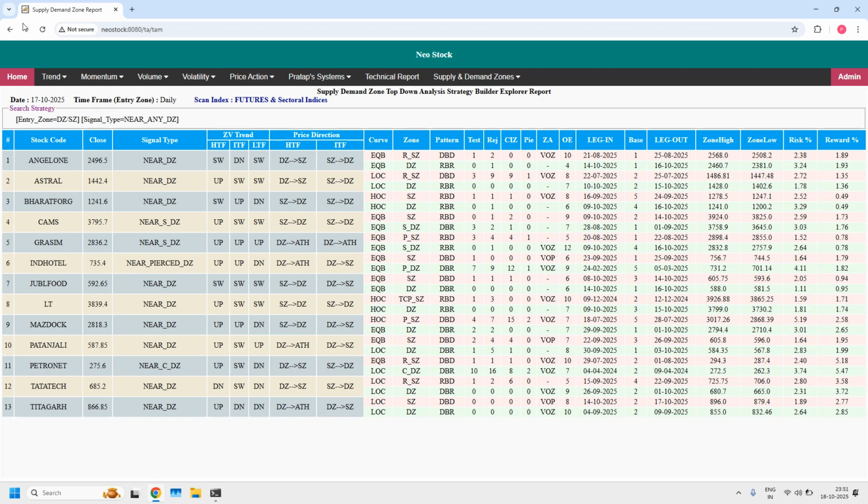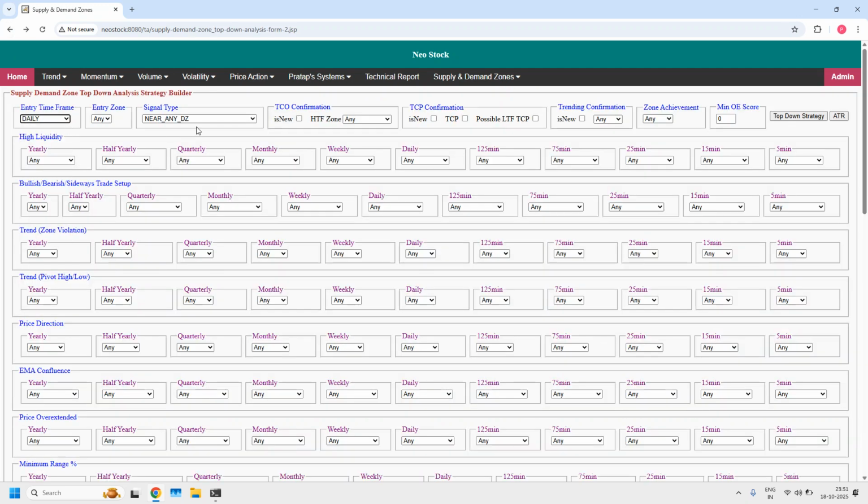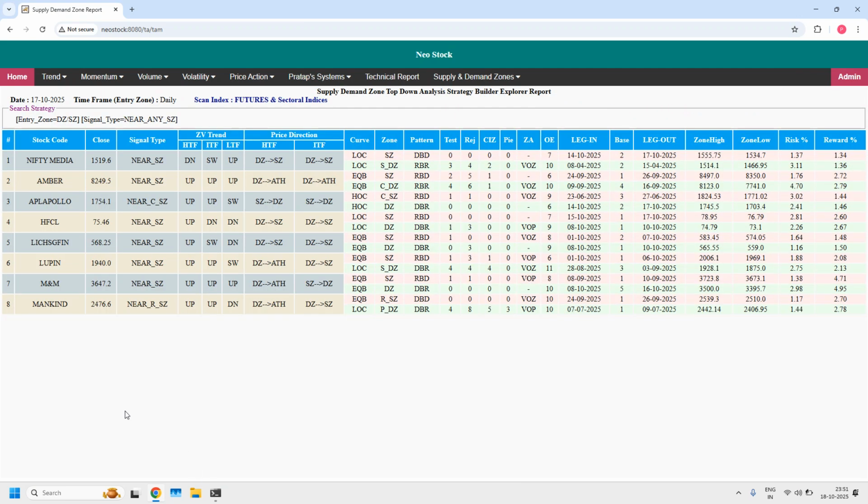Okay, next report for daily time frame. Stocks near to the daily supply zone, we got 8 stocks. Let us identify high liquidity daily supply zones from this list. APL Apollo is having a daily high liquidity supply zone. And then Mankind is also having a daily high liquidity supply zone. So total 2 daily high liquidity supply zones we identified from this list.